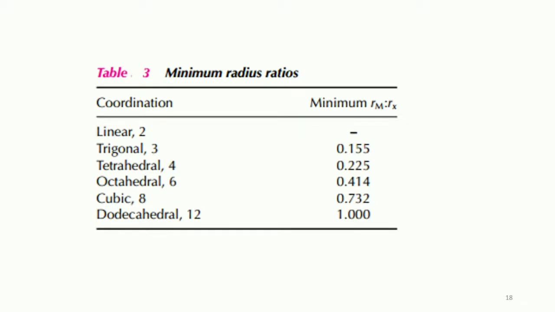Note that coordination number 5 is absent from the table, as in close-packed structures. It is not possible to have a coordination number 5 in which all metal-X bonds are of the same length.